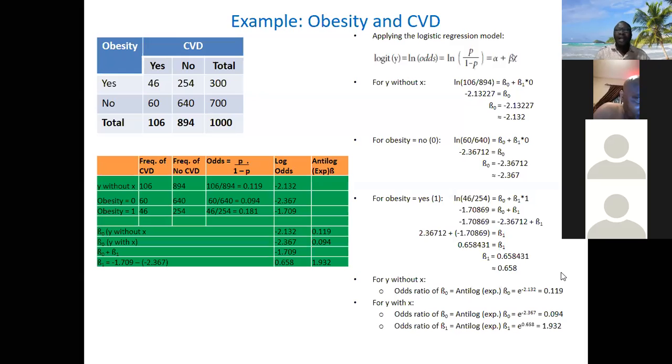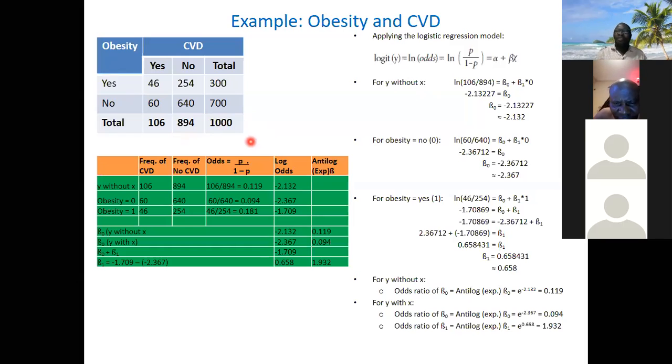Now, the first scenario is to look at a situation when y is without x. That is, you can take your measurement of how many people have cardiovascular disease, even without collecting data or considering data on an exposure variable like obesity. So in this study, where we have 1,000 people, they were able to see that 106 have cardiovascular disease and 894 do not have cardiovascular disease.